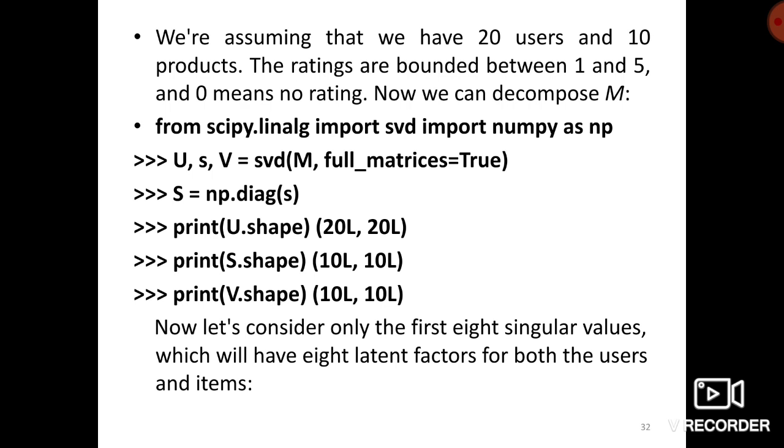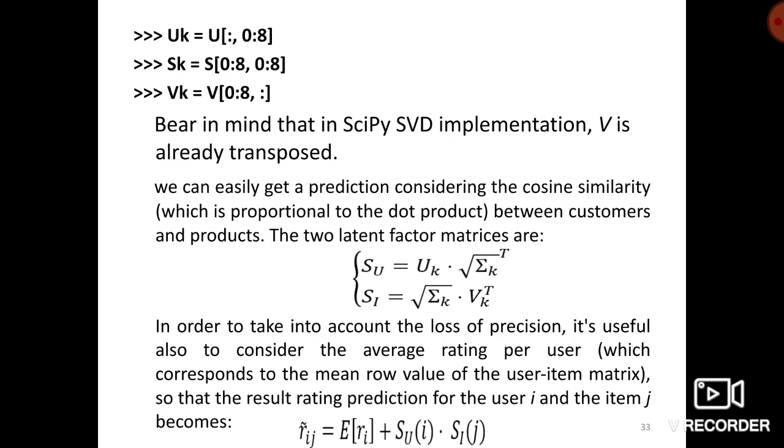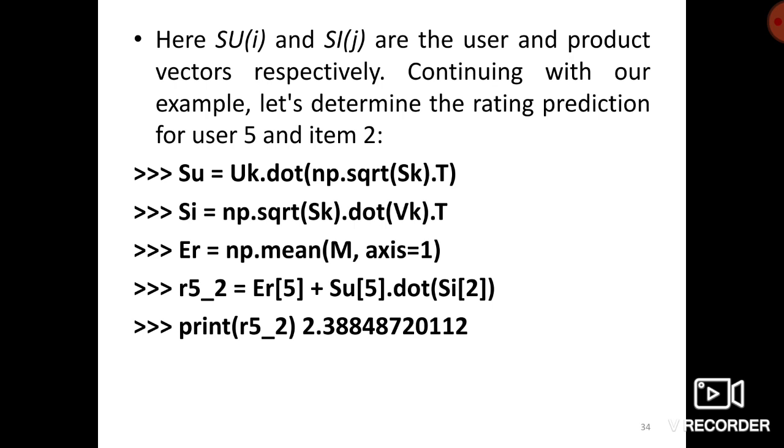Now let's consider only the first 8 singular values, which will give us 8 latent factors for both users and items in the following way. We use the SciPy SVD implementation, which is transposed in the following manner. Now we write the code, and finally we get the rating prediction for user 5 and item 2. Our output is 2.38. So in this way we have seen the SVD, singular value decomposition strategy, which is used for the purpose of rating calculation or rating prediction.